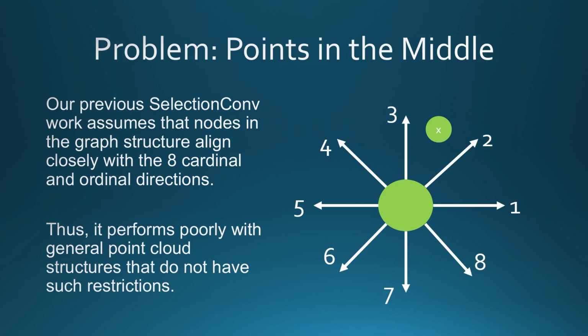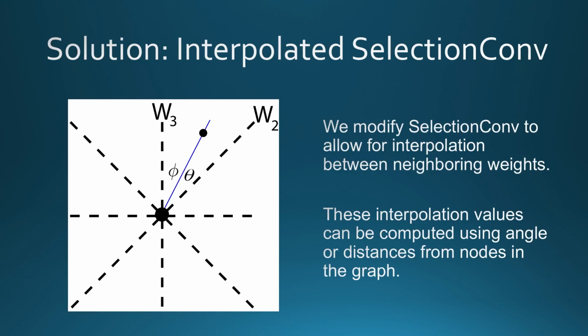To fix this, we present Interpolated SelectionConv, which modifies the original technique by allowing for fractional values in the selection matrices to interpolate between neighboring weights. Determining these interpolation values becomes part of the preprocessing step and can be calculated using angle-based or barycentric techniques.